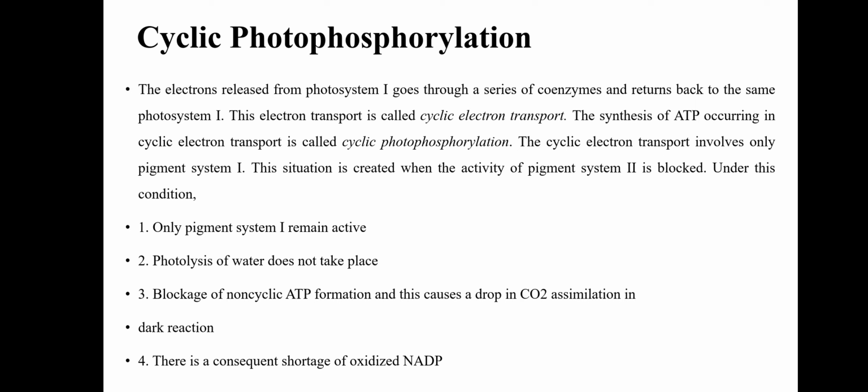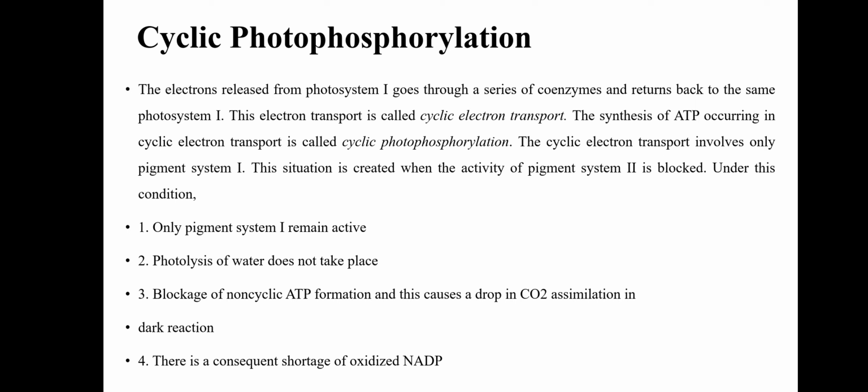In light reaction, cyclic photophosphorylation occurs where the electron released from photosystem 1 moves through a series of coenzymes and returns back to the same photosystem 1, which is known as cyclic electron transport or cyclic photophosphorylation. Cyclic electron transport involves only pigment system 1.